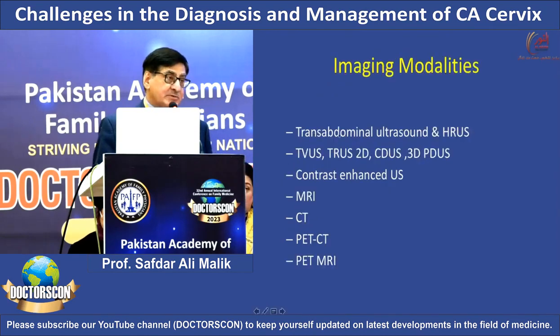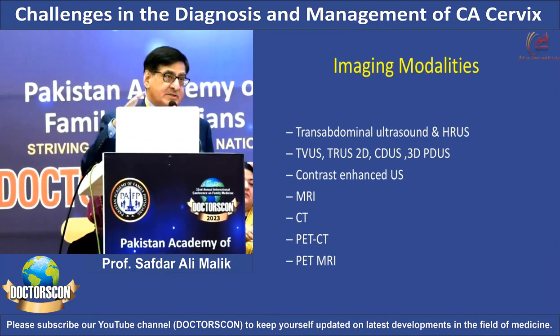Number 1, transabdominal ultrasound. Those who are doing the transabdominal ultrasound, even for carcinoma cervix, please never jump to the TVS. Always start with transabdominal, because that gives a panoramic view, and that gives a whole view of the pelvis, the adnexal area, the lymph nodes, the ovaries, and the uterine size if it is bigger.